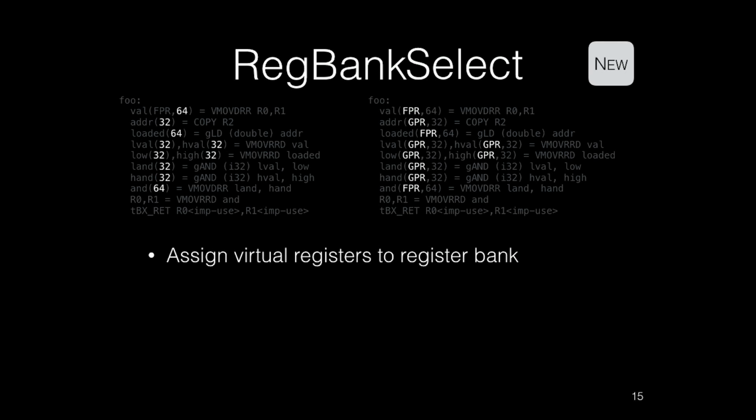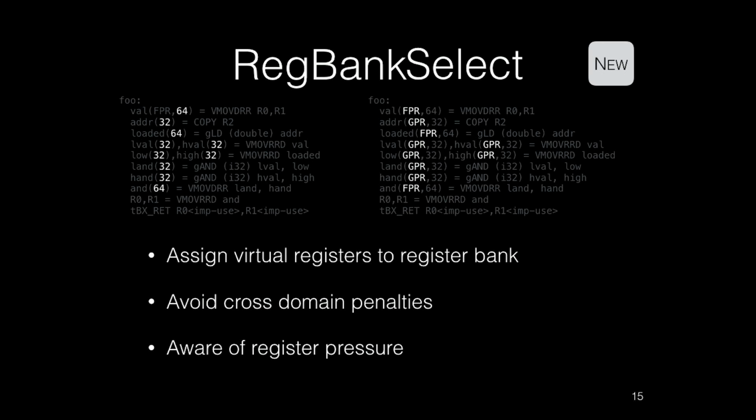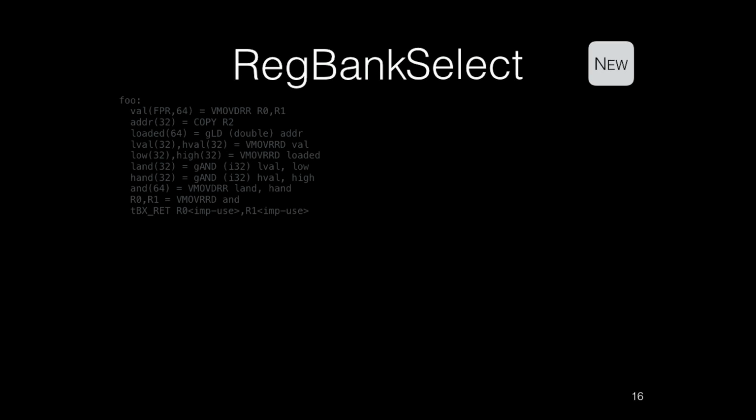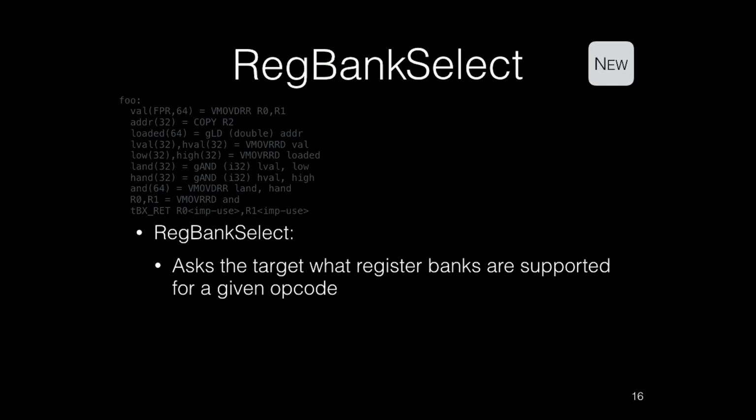You could think about it like, if this is a non-optimized build, you've done the mapping, so you're done. But you could do more fancy things, like avoid cross-domain penalties, like going from integer to floating point. You could also be aware of register pressure and choose the bank based on whether you're exceeding the register pressure on a bank. So let me illustrate this kind of optimization that we can do with this pass. Let's imagine that RegBankSelect has access to some API where it can ask the target what register banks are supported for a given opcode.